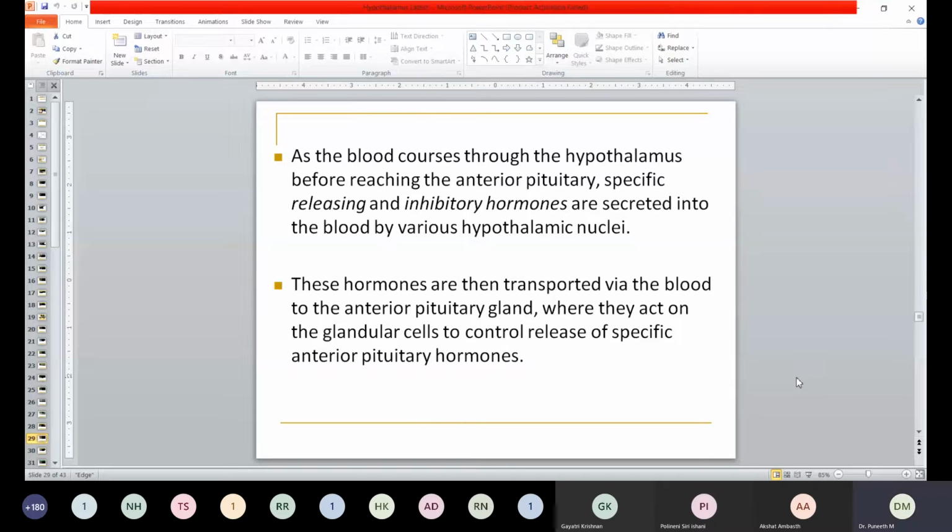Growth hormone releasing, growth hormone inhibiting, same way, are secreted into blood.